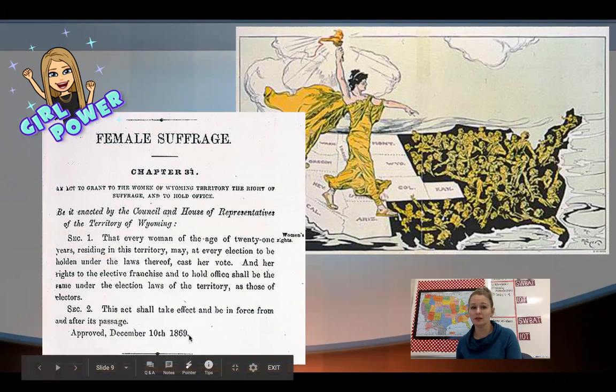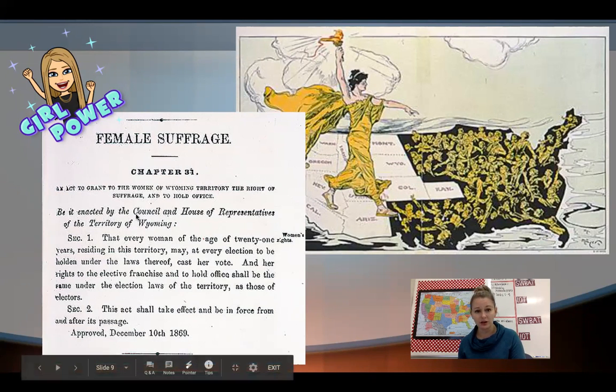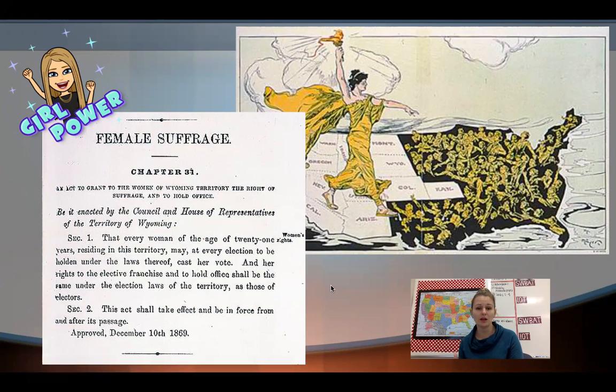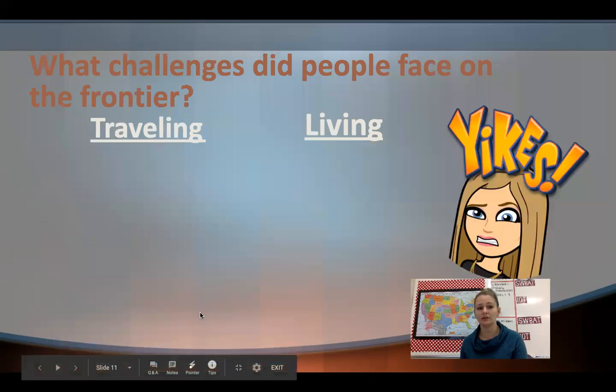Now, women across the entire United States don't get the right to vote until 1920. So we're talking about 50 years earlier, women were being allowed to vote. And so that gives women a lot of desire to say, hey, I want to go out there because I can have some more influence in that area. This map right here shows you how the population was spreading. Green areas were settled by 1870, and then you can see it spreads out as more and more people are moving into these areas.